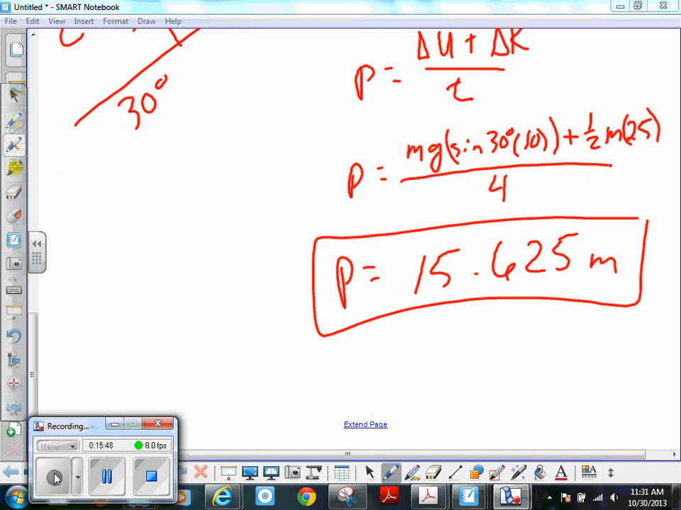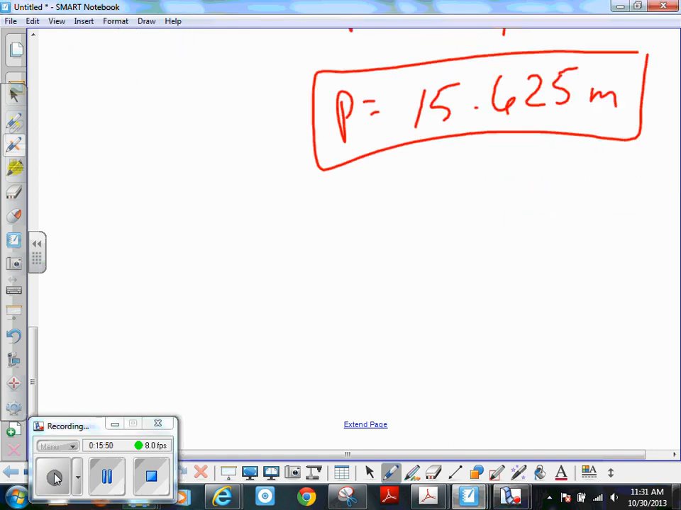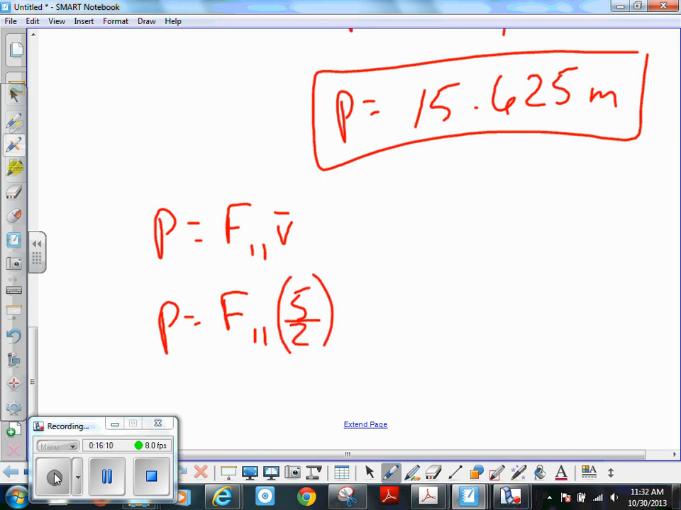So the question was, well, geez, why can't we do this? Well, we can, but this would be better written as average velocity. So in this case, power would be force parallel to, 5 divided by 2. Do you agree? Okay, now the force, though, I'm not sure if we can figure that out real easily or not. So we'll see if we can work this out.